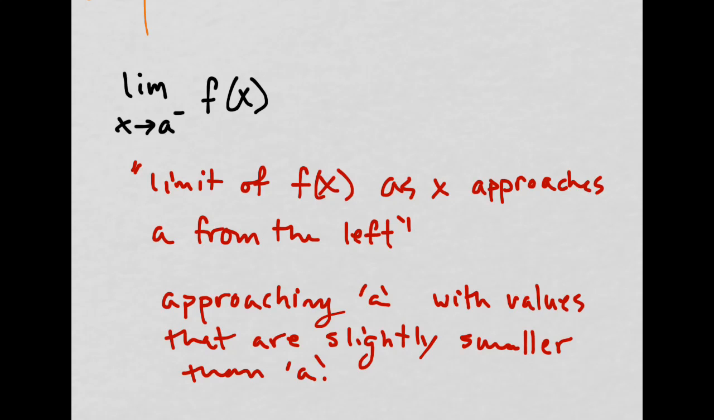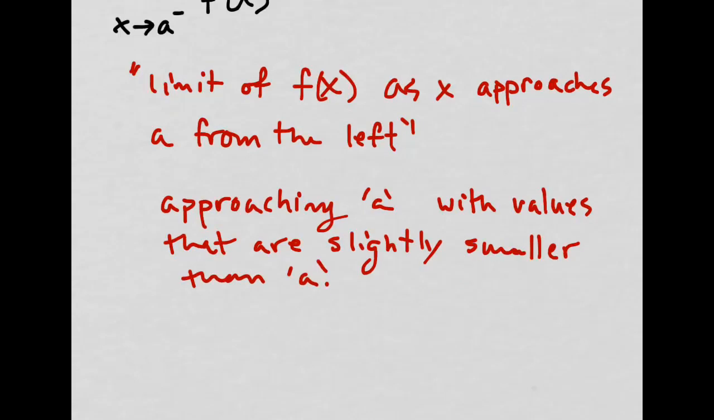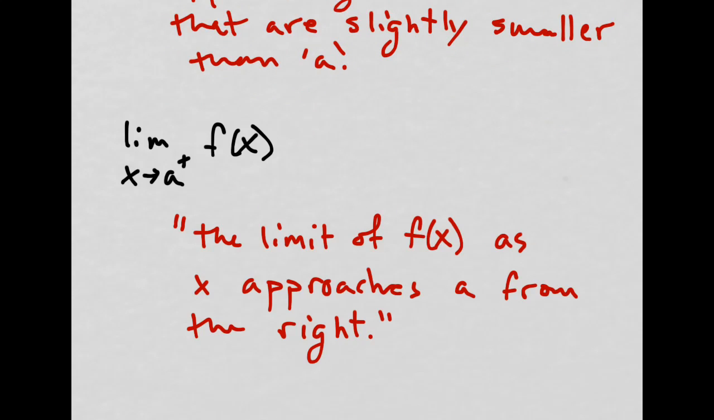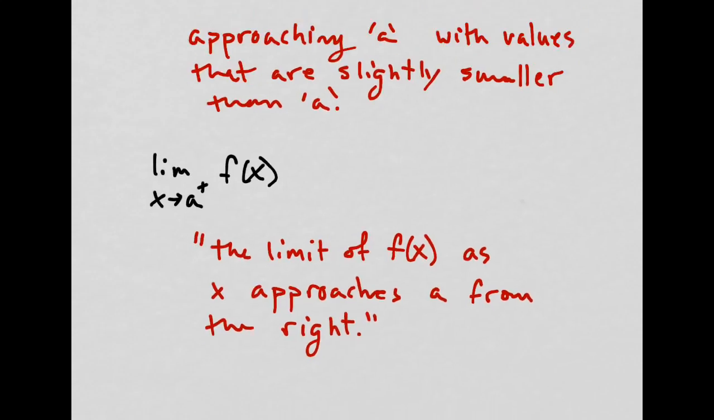Approaching a with values that are slightly smaller than a. You know what's going to be next? Yeah, that's right. From the right side. Right? I get it. It's a pun. All right. There you go. The limit of f of x as x approaches a from the right.